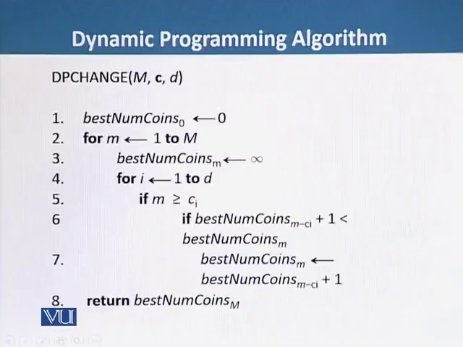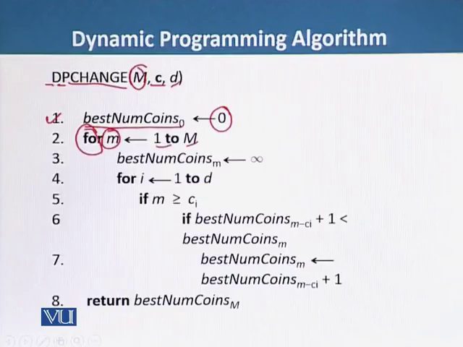Now we will see the dynamic programming change algorithm, DP change, with the same parameters. M is the change we want to return, c is the number of coins, and d is the denomination. The first step is we assign the value of 0 to best number of coins. In the second step a for loop will apply and assign the value 1 to small m, and then we will set best number of coins m to infinity.